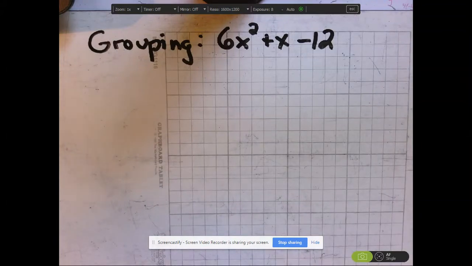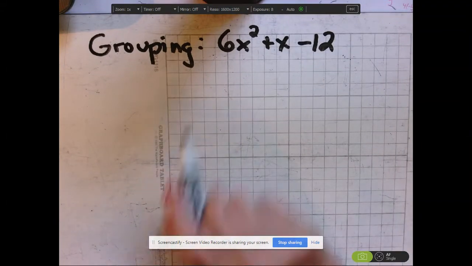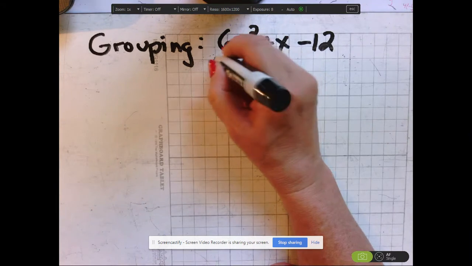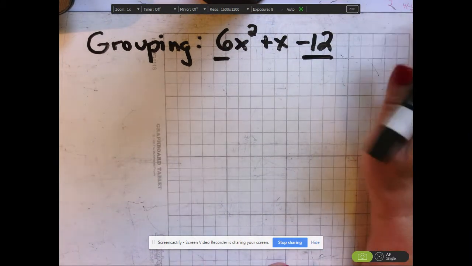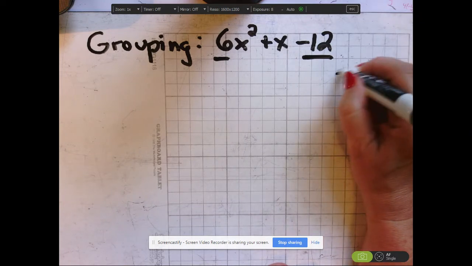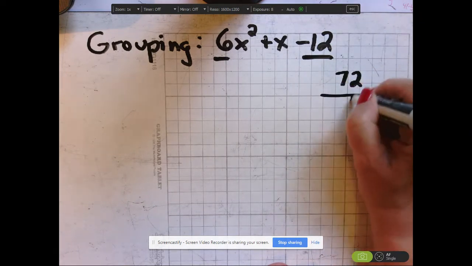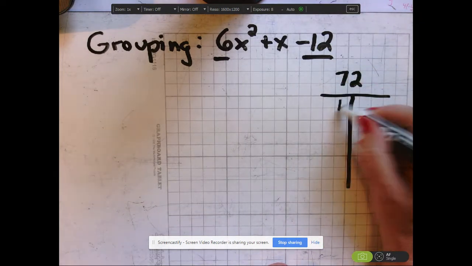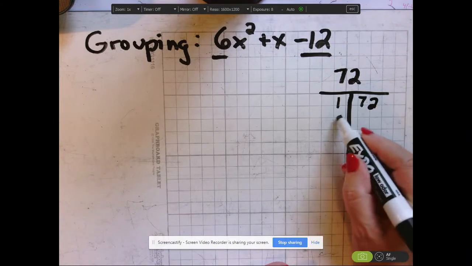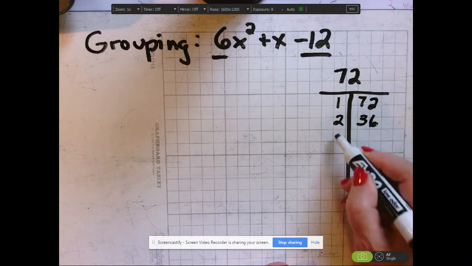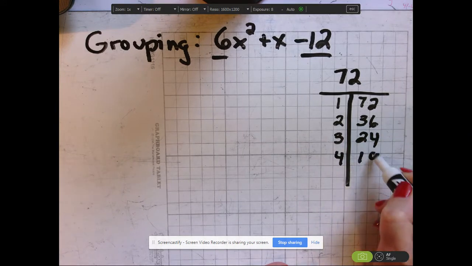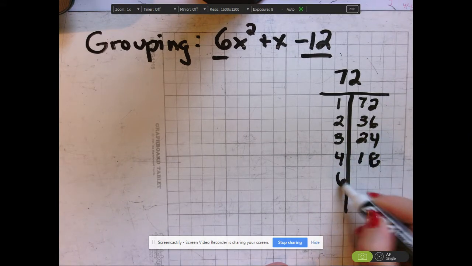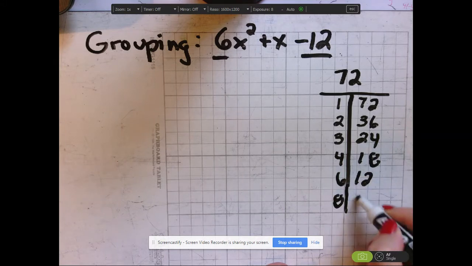All right, the next way I want to show you how to factor a quadratic is by grouping. So the first thing you're going to do is take your first and your last terms and multiply them together. Again, you can ignore the sign for now. So I'm just going to write all my factors of 72: 1 and 72, 2 and 36, 3 and 24, 4 and 18, 6 and 12, and 8 and 9.